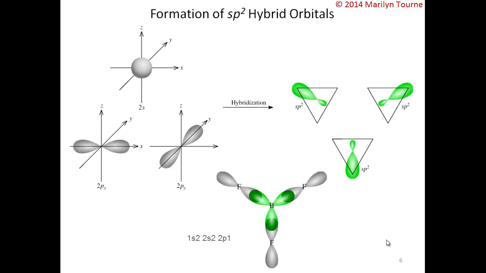The electron configuration of ground state boron would be 1s2, 2s2, 2p1. It only has 1 unpaired electron. It doesn't make sense. So for it to make sense, we have to use this hybridization technique and promote one of those s electrons to a p orbital. And now that gives it 3 unpaired electrons, which accounts for the 3 bonds that boron makes.